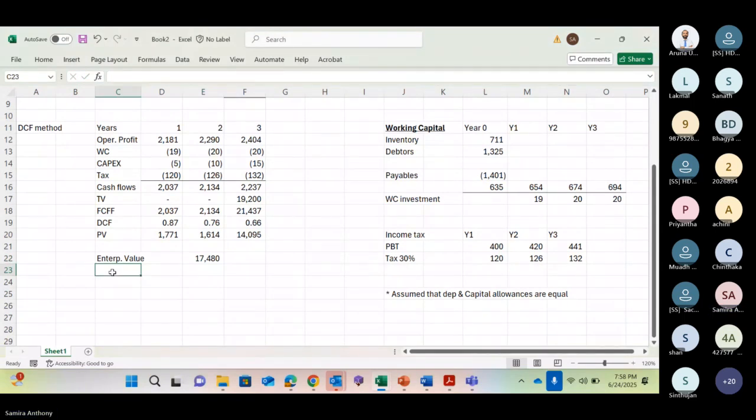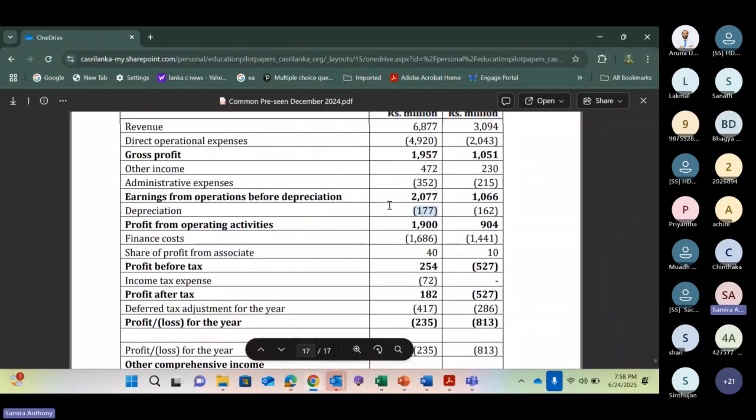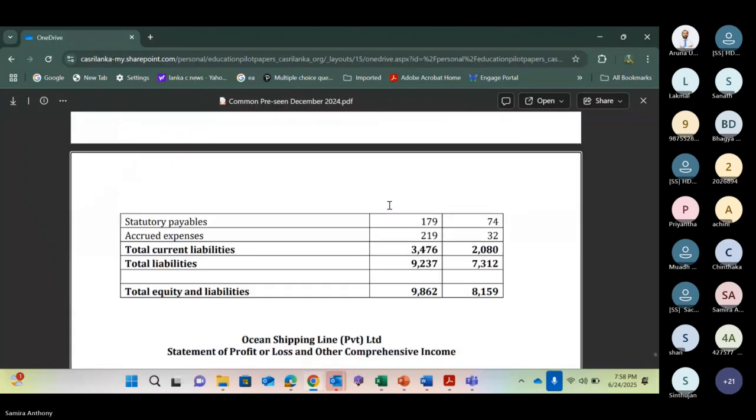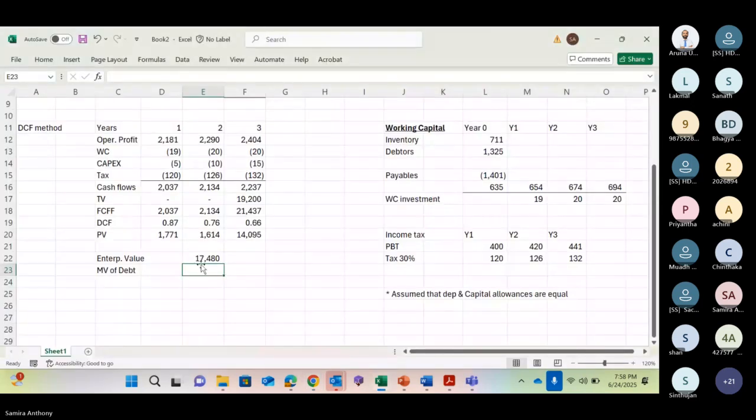market value of debt. They ask us to assume it equal to the book value. Therefore, go to the balance sheet and see how much the debt value is. Current portion of the debt is how much? 1677. Current portion 1677. Non-current portion 5500. Right? 5500 plus 1677. This is the total debt value, right?